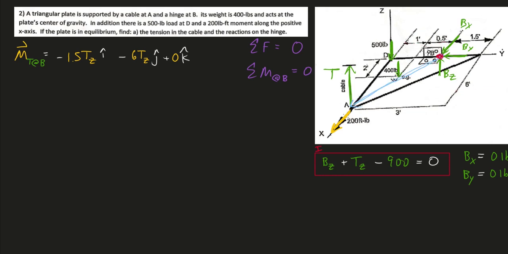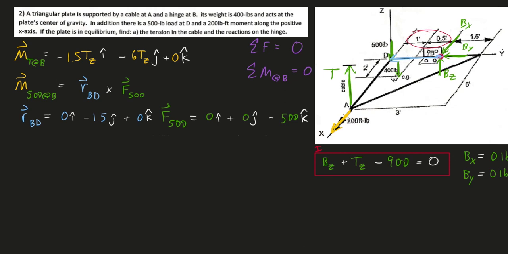So now we'll calculate the moment of this 500 pound force. My R is going to be pretty simple here. I'm just going to go from B to D. And if we travel from B to D, we're really just traveling in the negative y direction, and that's it. So 0x, negative 1.5y, and 0z. And here's my force again. That's just going downwards 500 in the z direction.